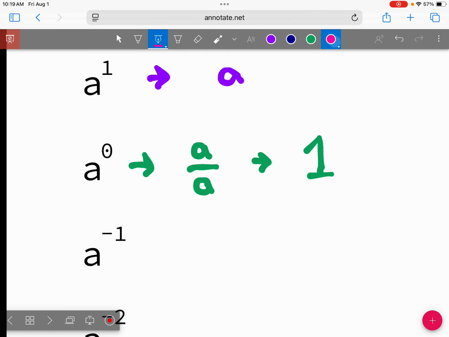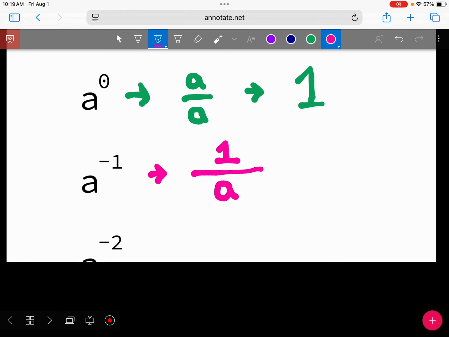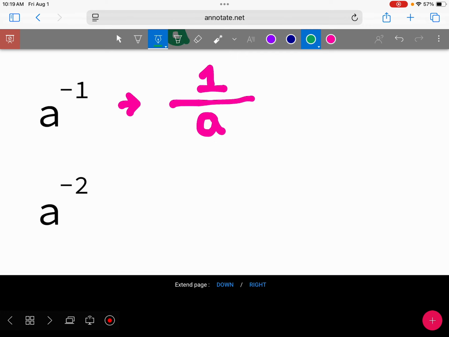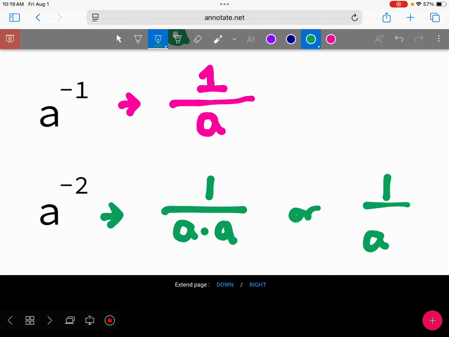When we get to our negative 1, I'm doing the same thing. I'm taking that 1 from our 0, and I'm dividing it by a again. So when we have that negative exponent, it makes it flip upside down to the denominator of the fraction. And then again, when we do the square, I'm dividing by a again. So we get our 1 over a times a, or 1 over a squared.